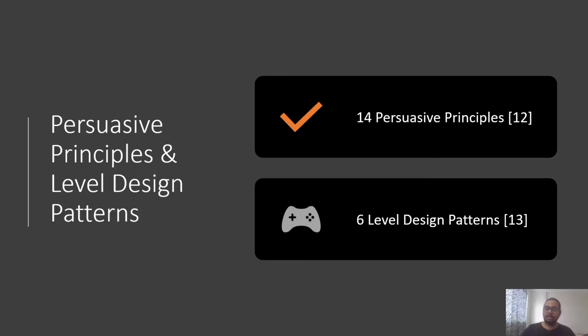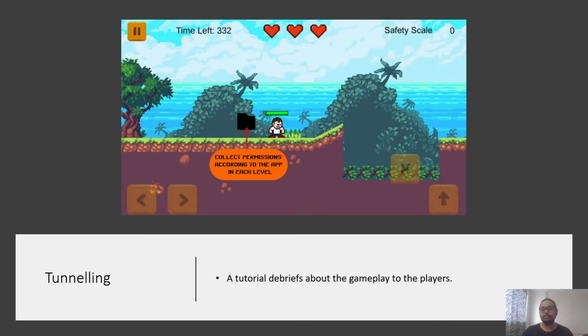We implemented 14 persuasive principles from the framework for persuasive system design put forth by Oinas-Kukkonen, and 6 level design patterns as collected by Khalifa and others. So, starting with the persuasive design, here are some examples.